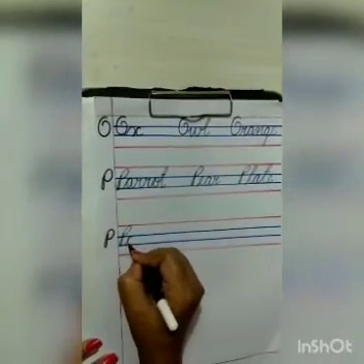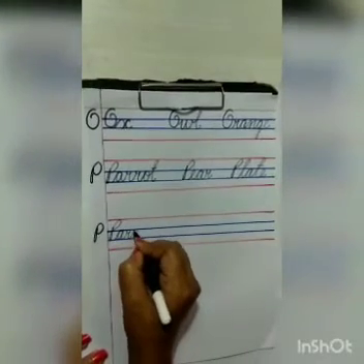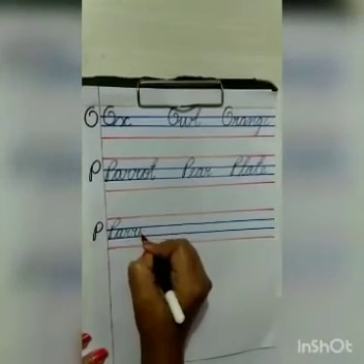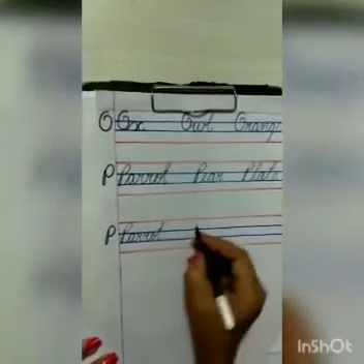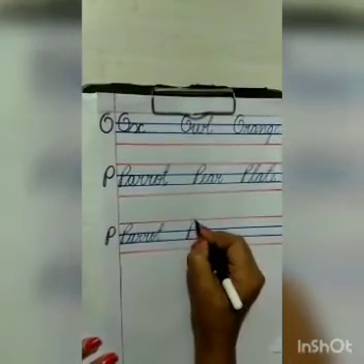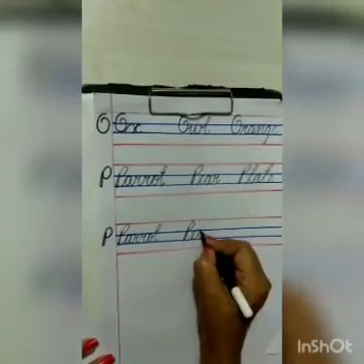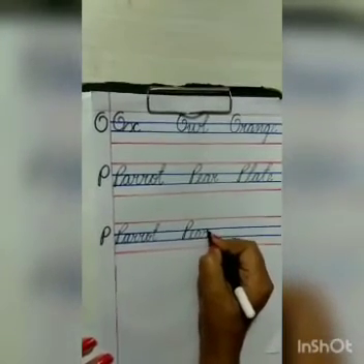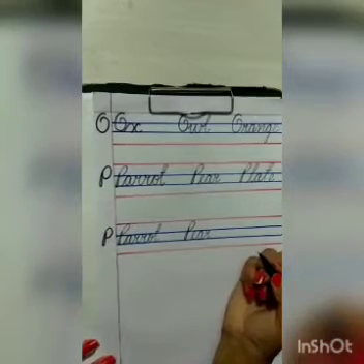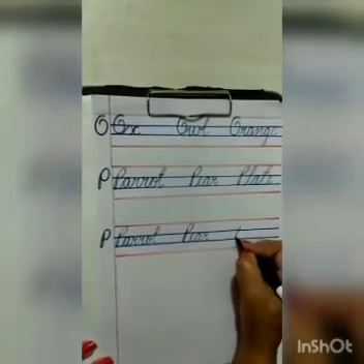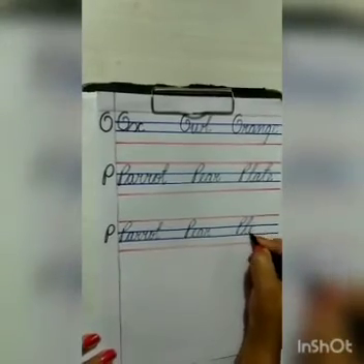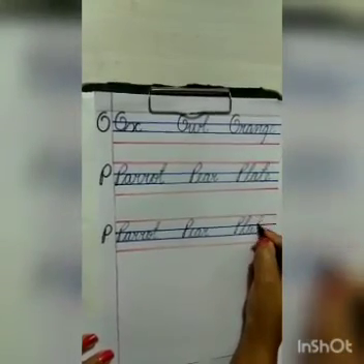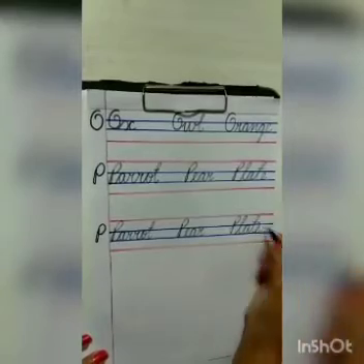P A double R O T, parrot. P E A R, pear. Then the next is P L A T E, plate.